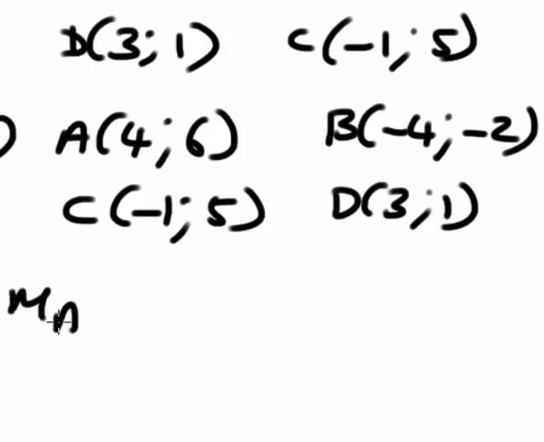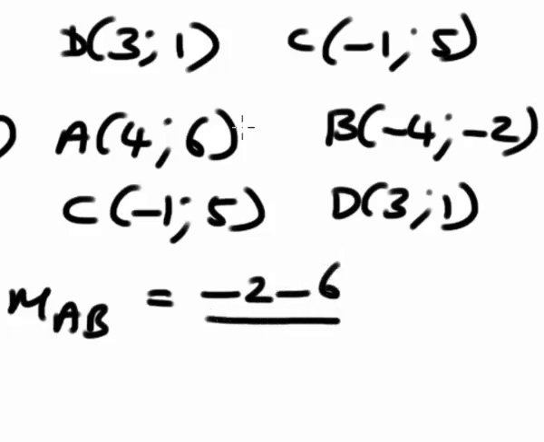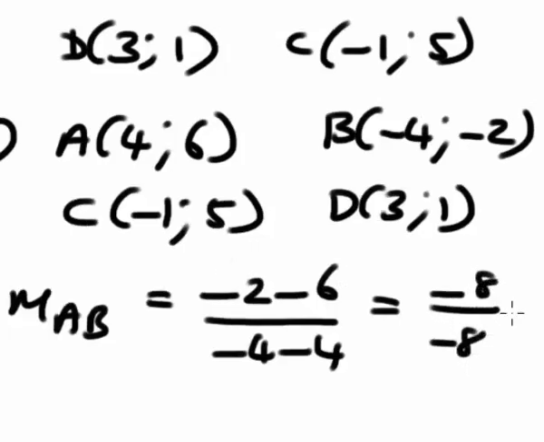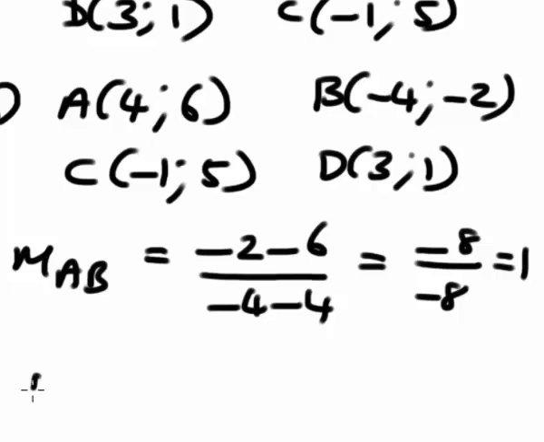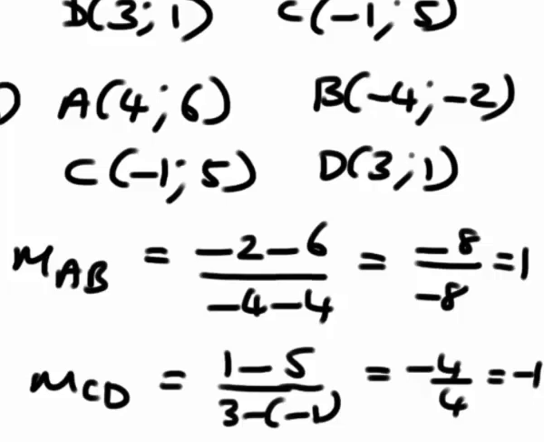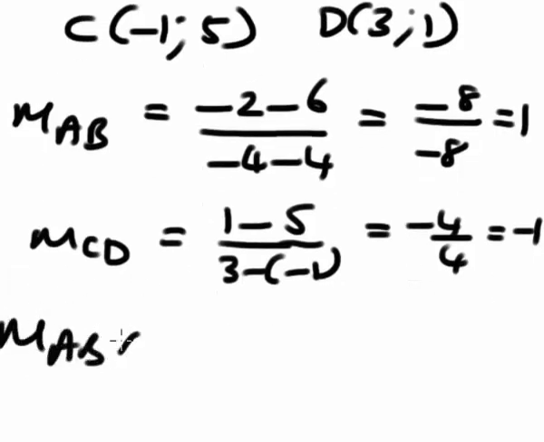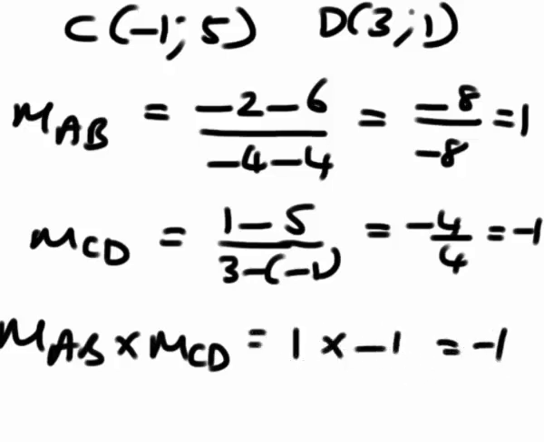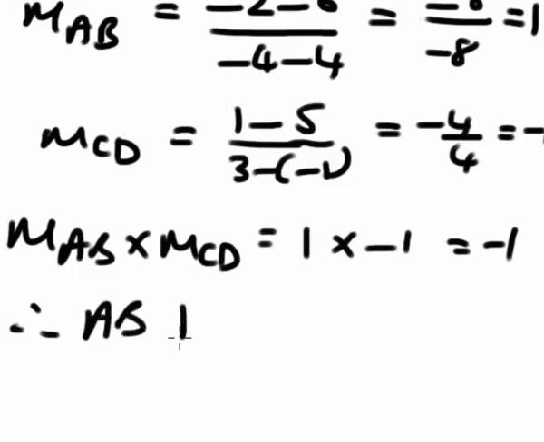What is the gradient of AB? Well, that will be negative 2 minus 6 over negative 4 minus 4, which is negative 8 over negative 8, which is 1. Okay, what's the gradient of CD? Well, it's 1 minus 5 divided by 3 minus negative 1, which is negative 4 over 4, which is negative 1. Now, if you multiply these, the gradient of AB times the gradient of CD is 1 multiplied by negative 1, which is negative 1. So therefore, AB is perpendicular to CD. What a lovely question this is.